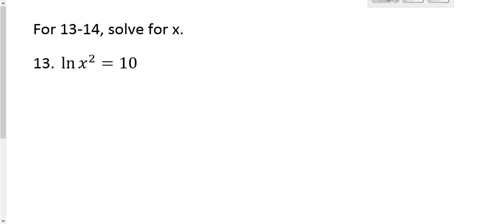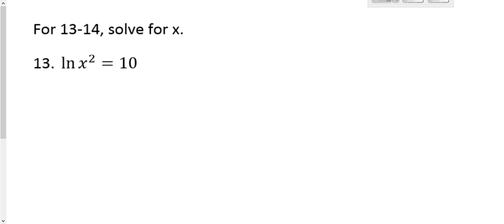Okay, looking at 13 and 14, what you're going to need to do is solve for x. So you're going to need to know whether you're using an e or an ln to get x alone. In the first problem, you have the ln of x squared equals 10.